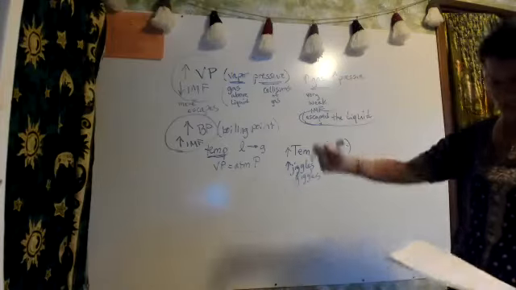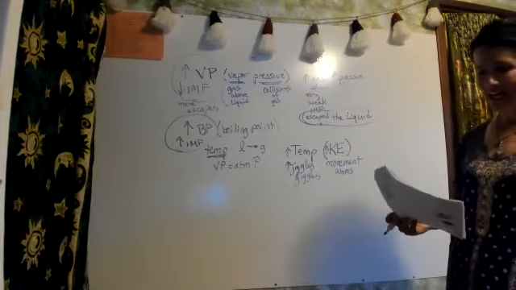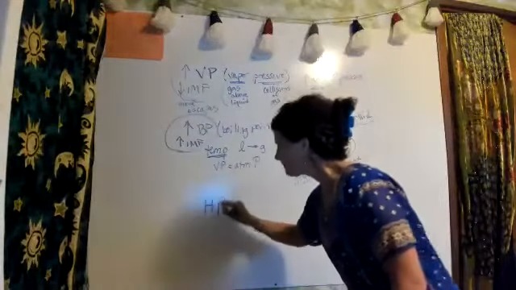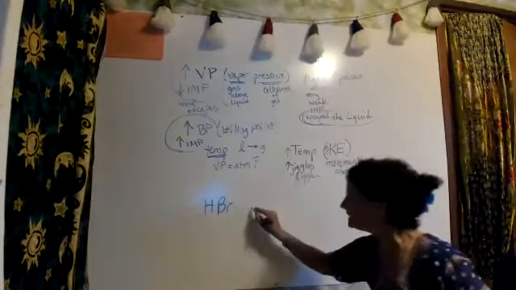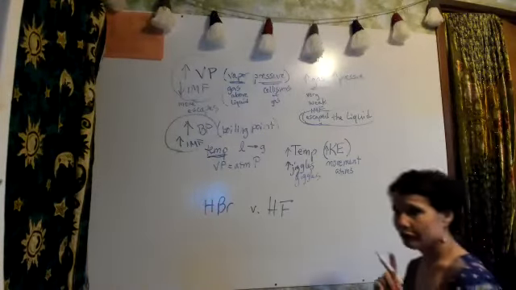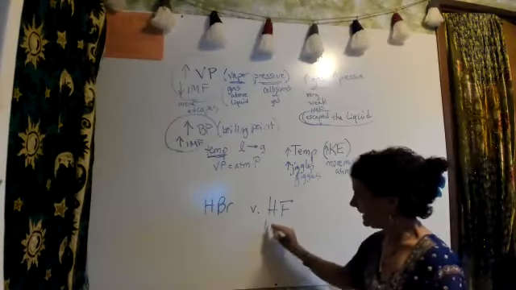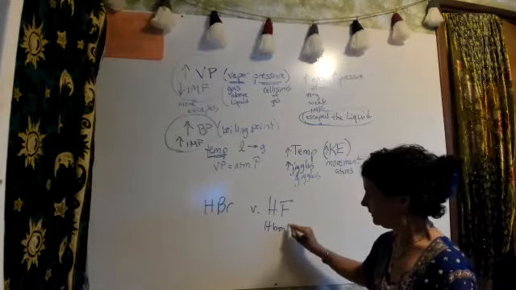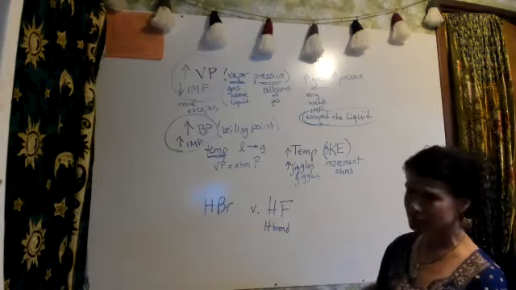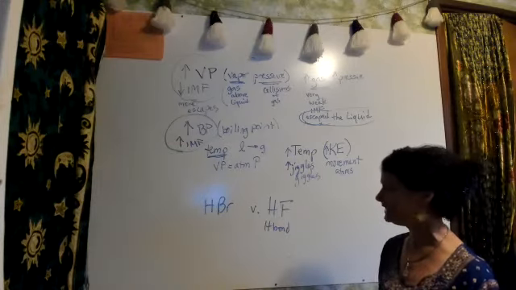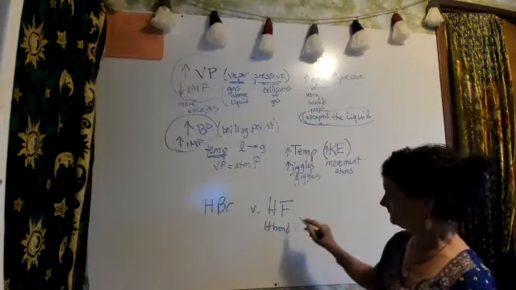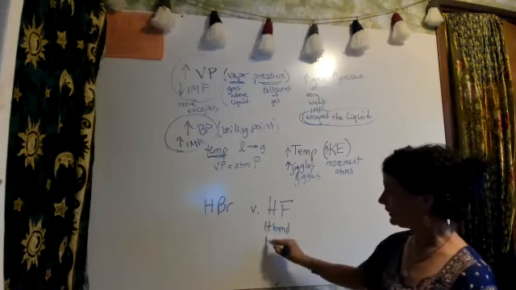So going back to our intermolecular forces, the examples I have on the page are HBr and HF. For HF, this is an H bond. You see a hydrogen attached to N, O, or F, hydrogen and fluorine. This is the strongest H bond there can be because fluorine's the greediest. So this is stronger, higher IMF.